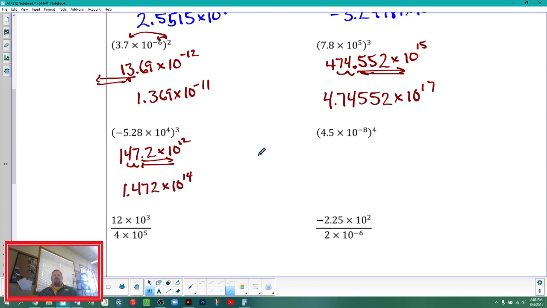So that skill of being able to write a number that's almost in scientific notation is something that's coming up a lot. So be prepared for that.